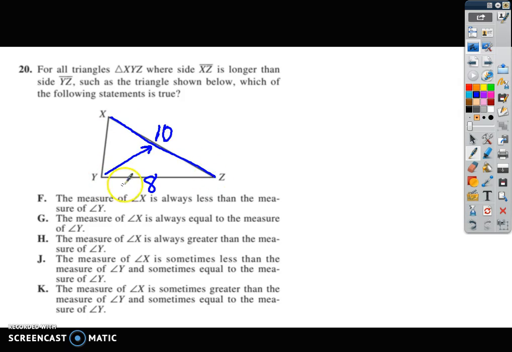So if we look at the 8, side YZ, switch colors. When you're looking at side YZ, it's across from angle X. So that's why they're talking about angle X and angle Y down here. The bigger the side, the bigger the angle. The smaller the side, the smaller the angle. So if I know XZ is always bigger than YZ, that must mean that angle Y is always bigger than angle X. Or angle X is always smaller than angle Y, which is what it says in F.